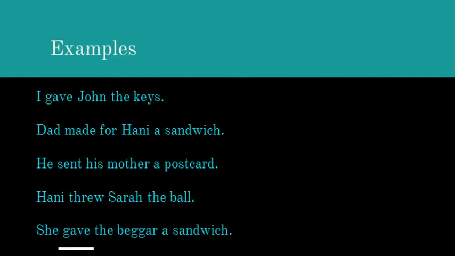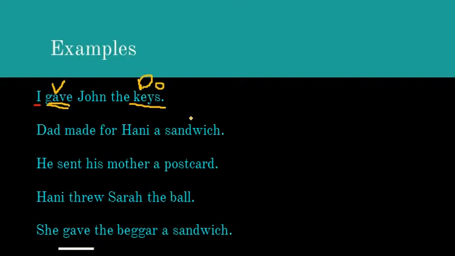Let's see some examples. I gave John the keys. In this example, I is subject. Now we will follow 3 steps. Find the action verb, and gave is action verb. So in our second step, we have to ask gave what? And our answer will be the keys. So keys is direct object.